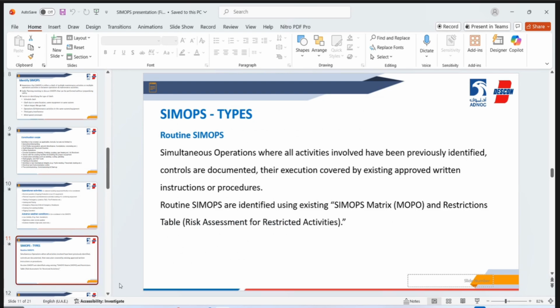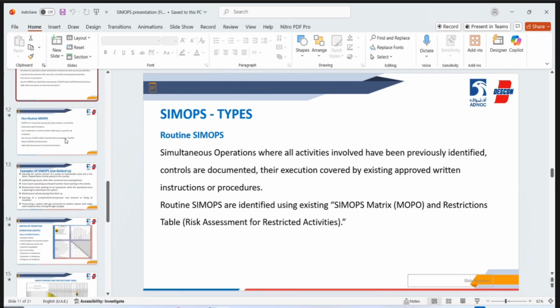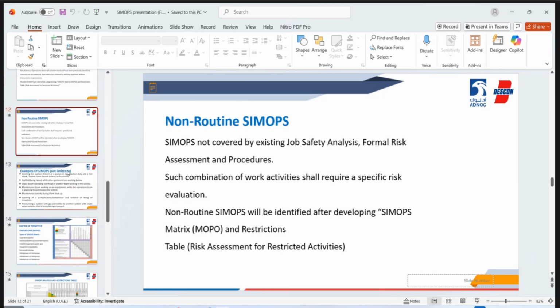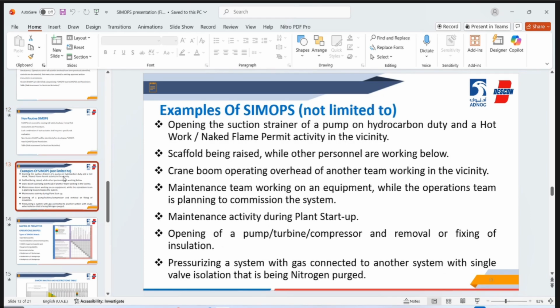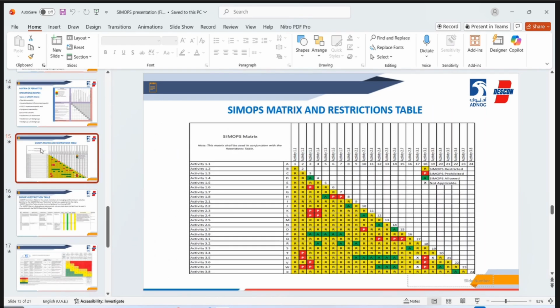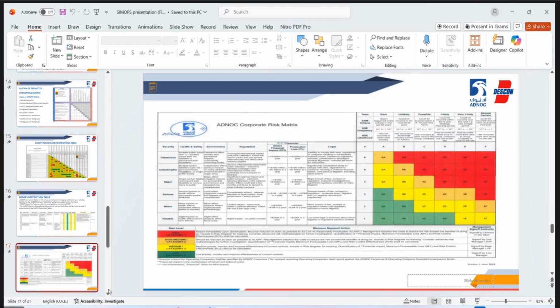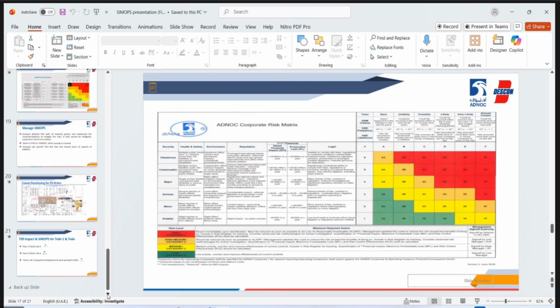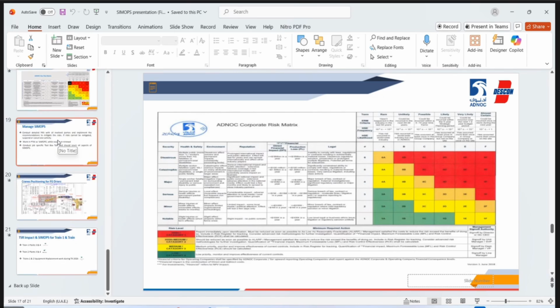Then these are the SIMOPS types, non-routine SIMOPS, examples of SIMOPS not limited to the opening and section of strainers, scaffold being raised, crane boom being operated, maintenance team working on an equipment, maintenance activities during plant startup. There is a series of permitted operations, MOPO, then the SIMOPS restriction tables, and this is the matrix which we use.